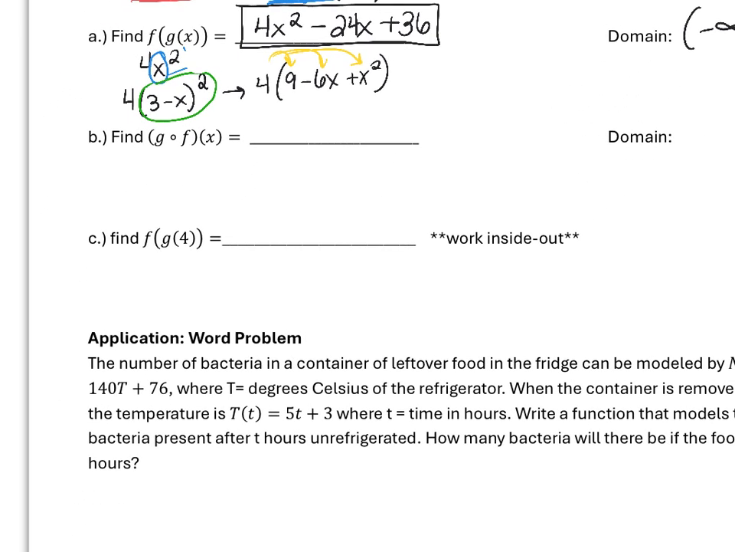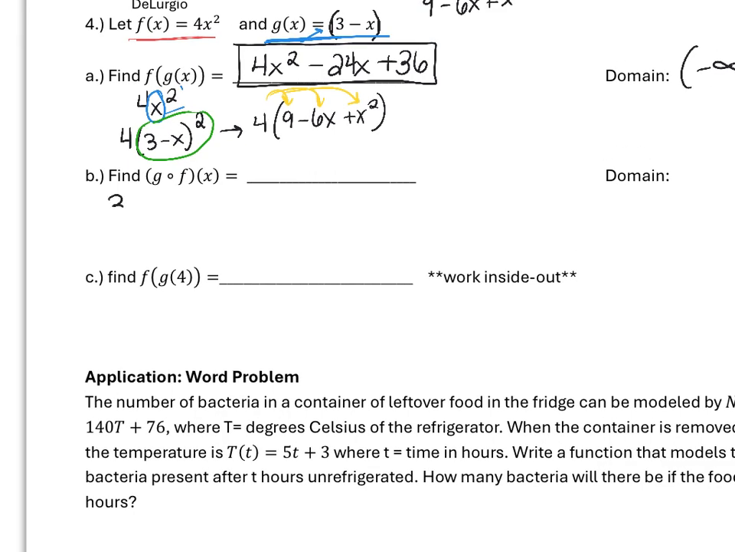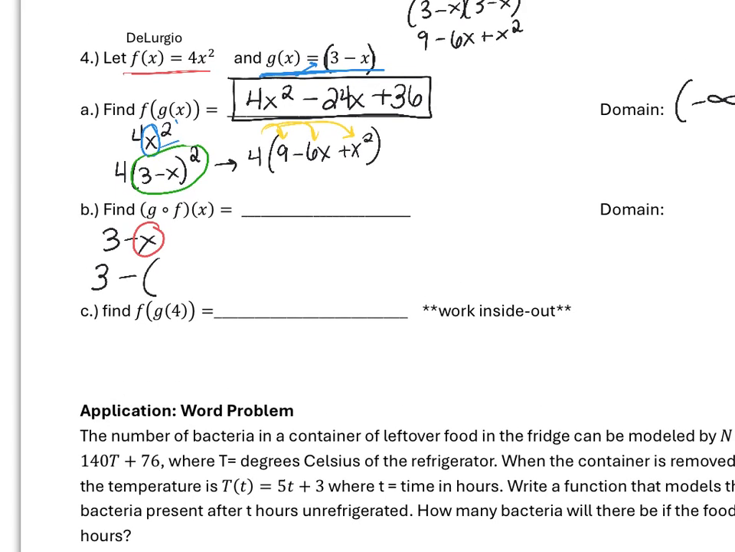If we go the other way, g of f of x, we're going to take our g of x, which is 3 minus x, and we are going to plug in f of x where we see x. So we'll say 3 minus, make sure you put it in parentheses because that negative sign is going to have to distribute. 4x squared, which simplifies to 3 minus 4x squared.